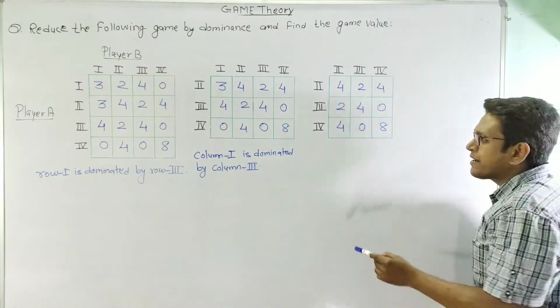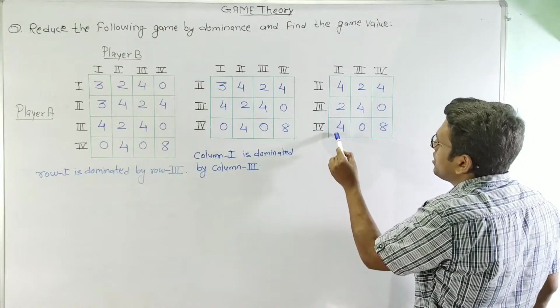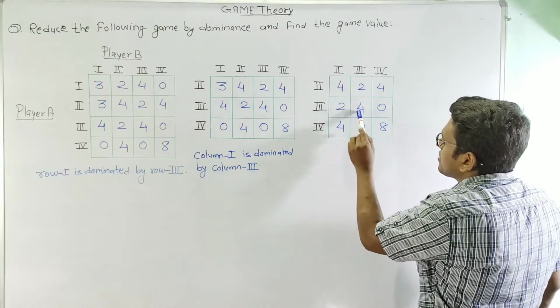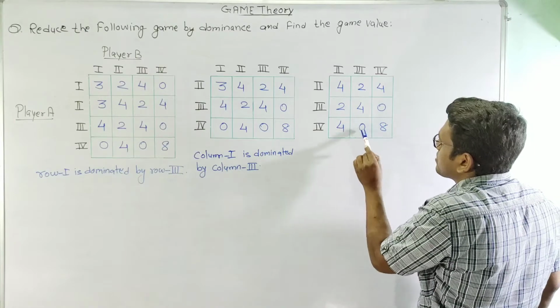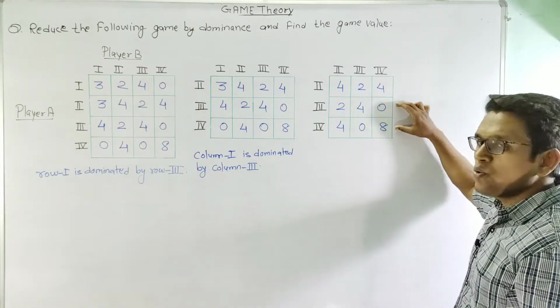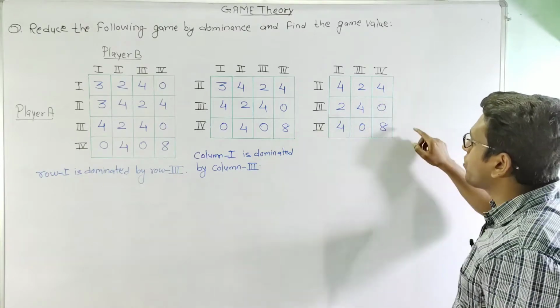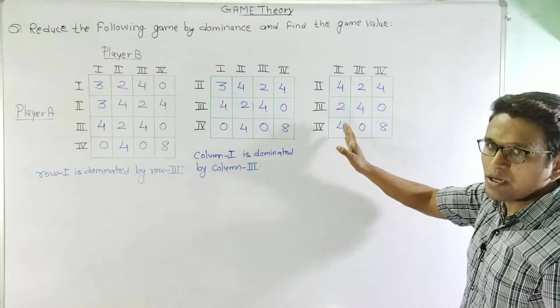Now let us compare row 3 and row 4. So this is 2, this is 4, this is greater. This is 4, this is 0, this is lesser. So this is greater, this is lesser. This shows that there is no dominance between row 3 and row 4. Now let us see the columns.